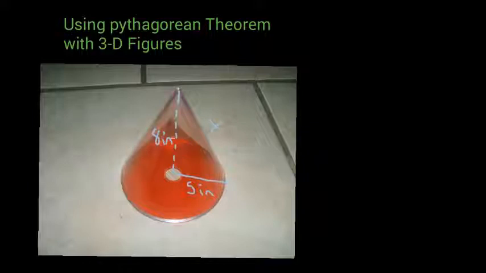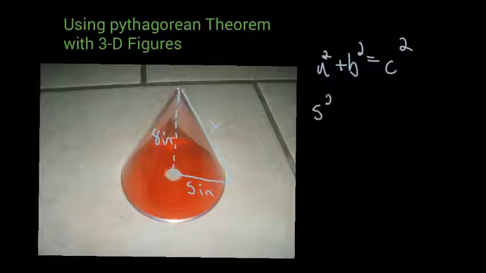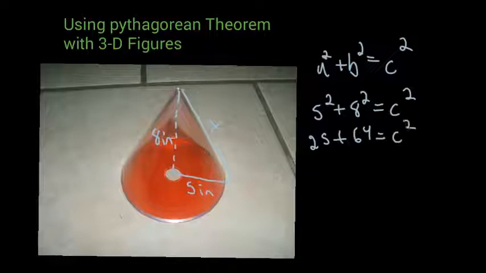And if you notice, if I draw in a line for that slant height, I just made a right triangle. And anytime you have a right triangle, you can use the Pythagorean Theorem. So we're going to do a squared plus b squared equals c squared. So my a is 5 plus my b, which is 8, equals c squared. So 5 squared is 25 plus 8 squared is 64. That equals c squared. 25 plus 64, that's going to be 89, equals c squared.